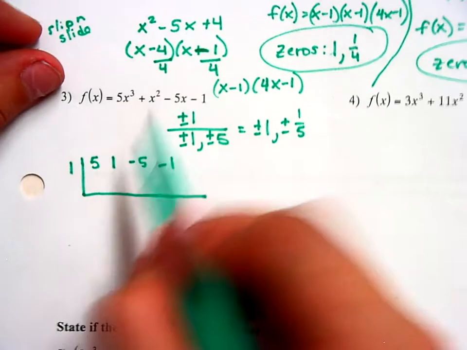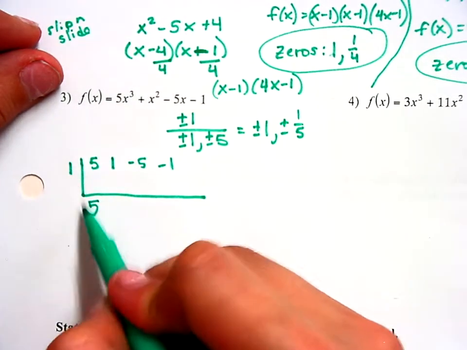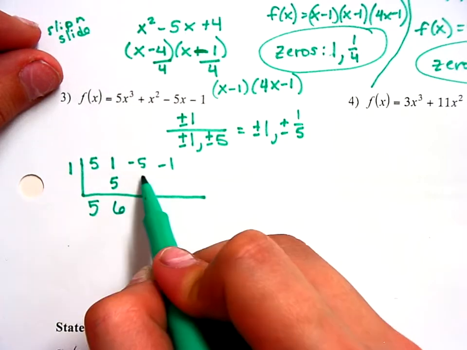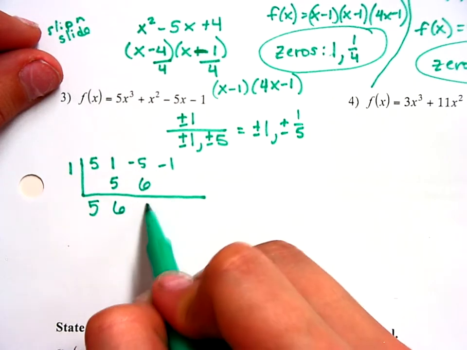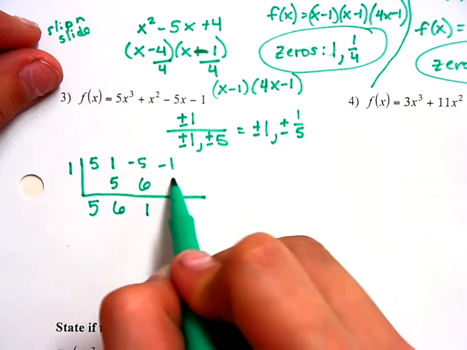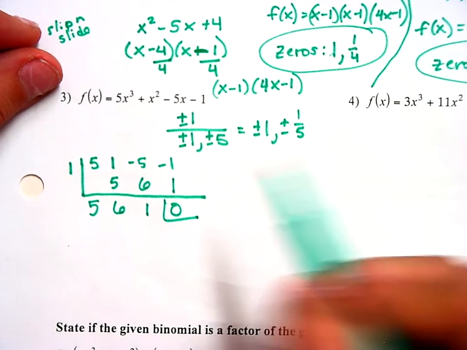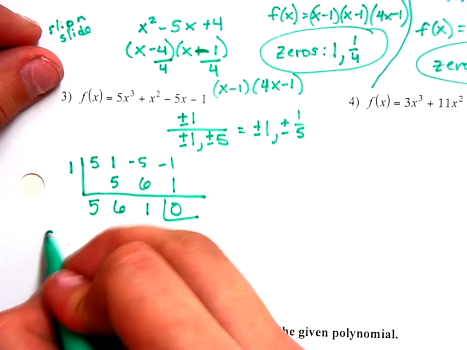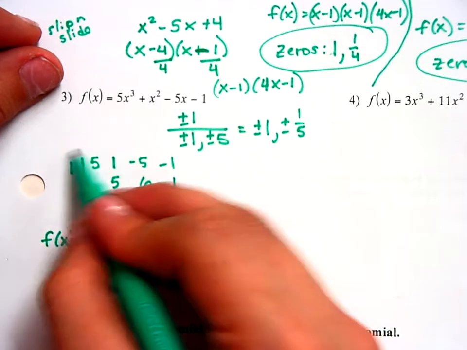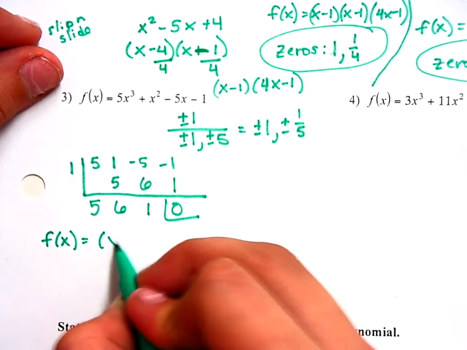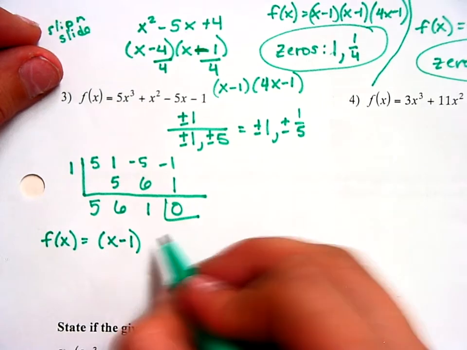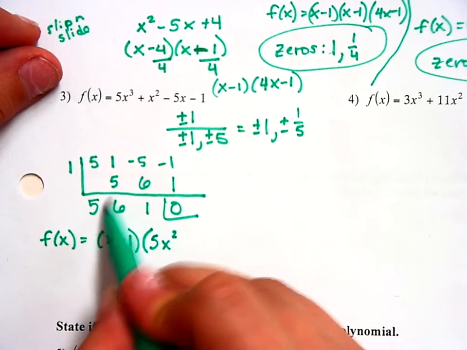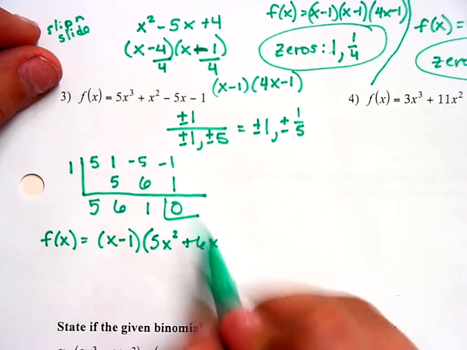Okay, let's go through. So bring your 5 down. Multiply and add, multiply and add, multiply and add. All right, so we've been getting lucky. These ones have been zeros for all of them. Okay, so this one, that means now I can write my function. If 1 is a 0, then that means x minus 1 is my factor, and then write what you have left over. So 5x squared plus 6x plus 1.